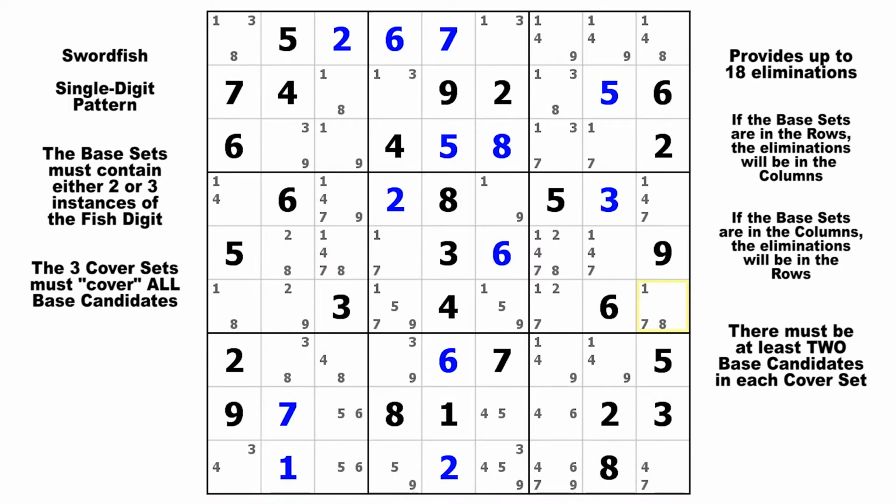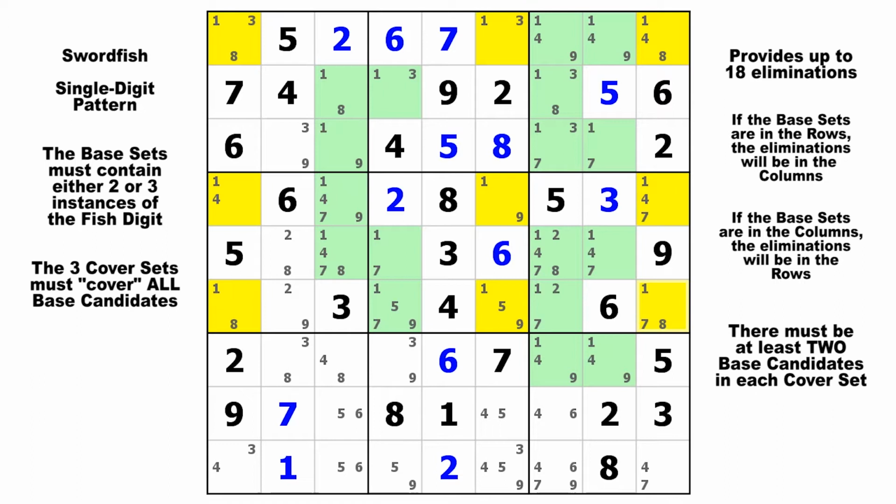All right, here let's take a look at candidate 1, and let's look in column 1, column 6, and column 9. And as you can see, this is one of the rarest types of swordfish where there are 3 base candidates in each of the base sets. There are 3 instances of candidate 1 in column 1, column 6, and column 9. And this only happens 1 out of 34 times. That's about a 3% chance. But it does happen, so I'm glad this example came up.